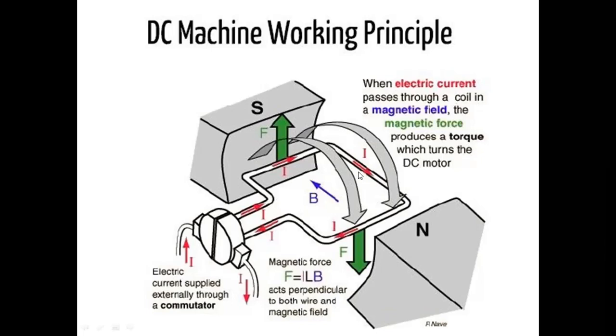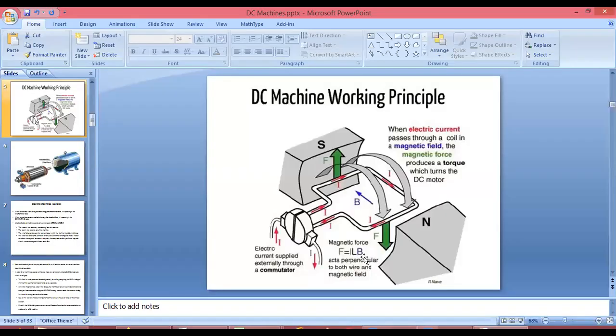So here, if you calculate the force equation, it will be equal to current into length into magnetic field. It works perpendicular to both the wire and the field. The slide show is not showing it, that's why I have skipped it.